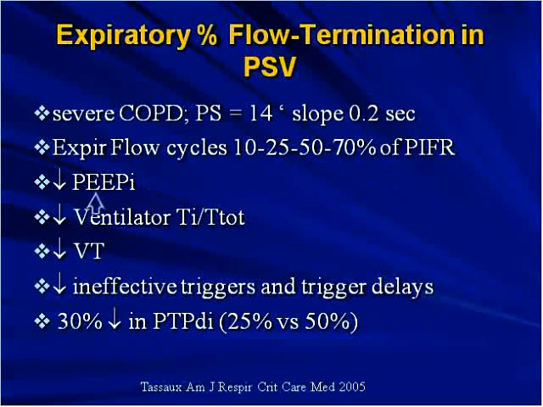And the higher they went up, they decreased the intrinsic PEEP level, they decreased the ventilator inspiratory time, they decreased the tidal volume that was delivered. That may seem kind of paradoxical, but actually in COPD, you want to limit the tidal volume delivery to prevent more air trapping. And what this did was it decreased the amount of ineffective triggers and trigger delays that these patients suffered from, and it decreased the work of the diaphragm by about 30%. And that was just going between the standard of 25 to 50%.